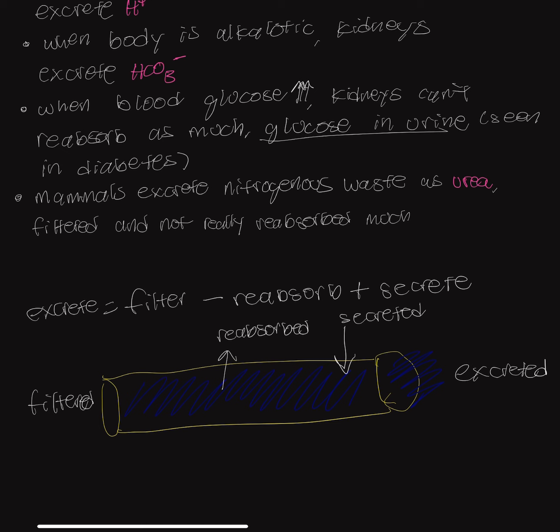So the final point I want to make is that mammals excrete our nitrogenous waste as urea. And that's something that's filtered. It's not really reabsorbed much. So the body tries to make sure that we filter out the urea and other nitrogenous waste because it's not really that useful to the body. We don't really do much with that.